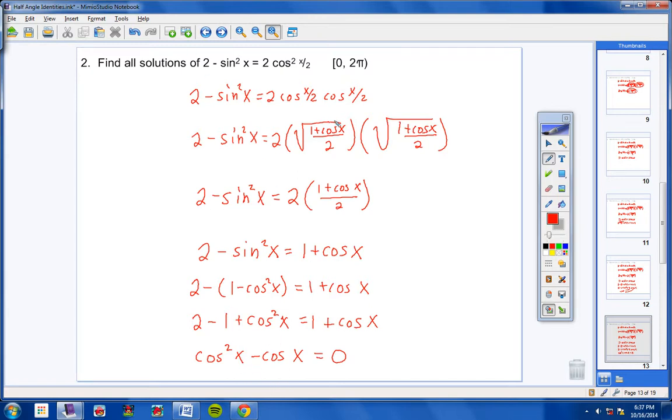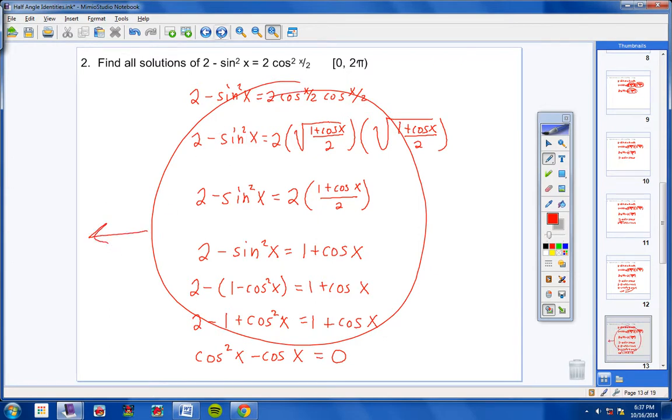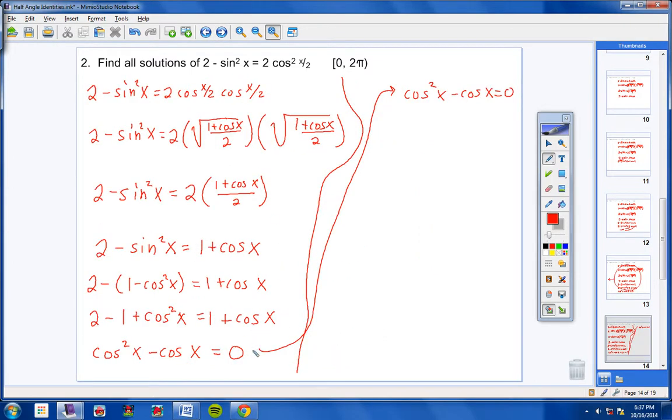Okay, now I'm going to move all of this over here to create a little space, okay? So I did nothing new. I just took this right here and I brought it up here, okay? Now it's obvious what I'm going to do. I can pull a cosine out of both of these, okay? So pull a cosine out of both of them, and you're left with this.